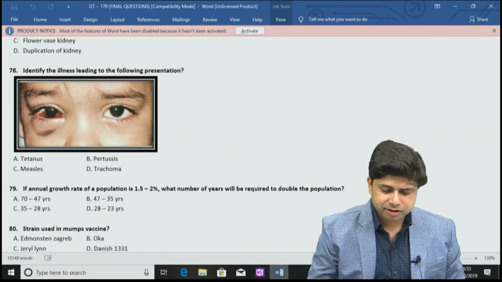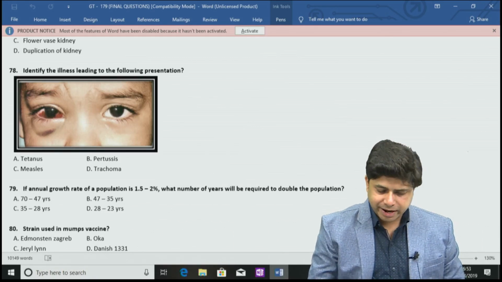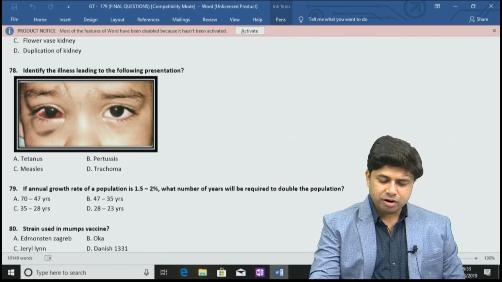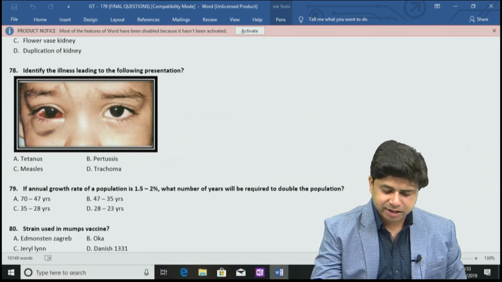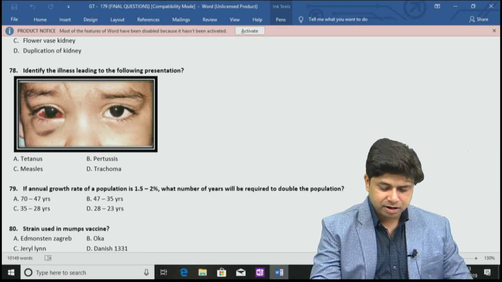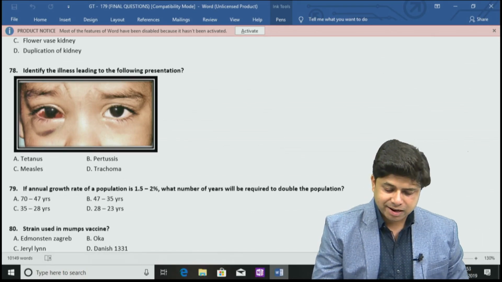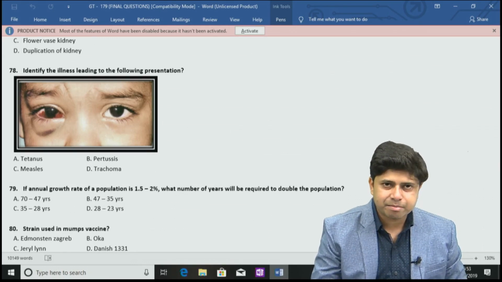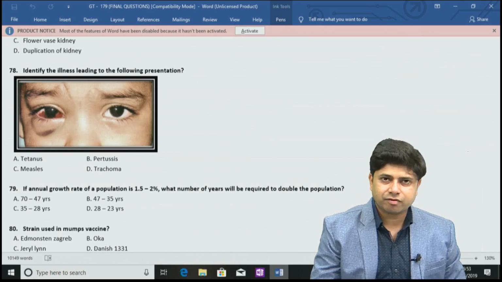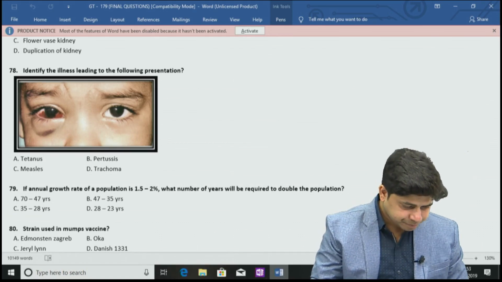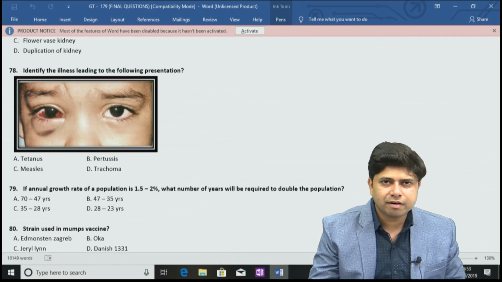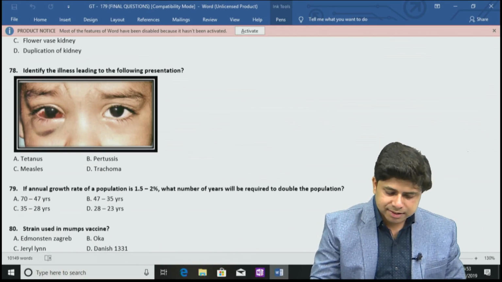The question is question number 78. Identify the illness leading to the following presentation. The options are tetanus, pertussis, measles, and trachoma. We can clearly see the subconjunctival hemorrhage in the right eye of the child, which is usually seen after the bouts of cough in pertussis. So the answer is pertussis.